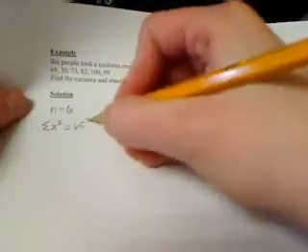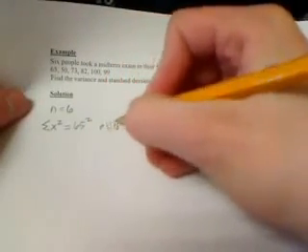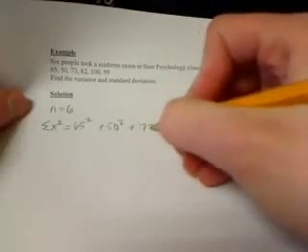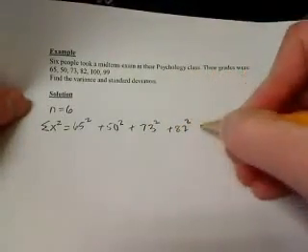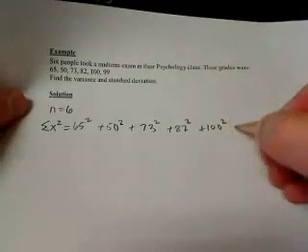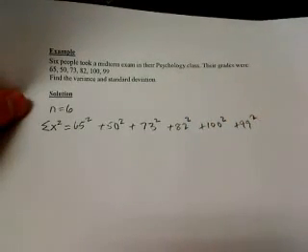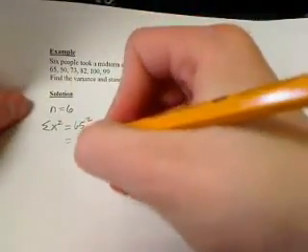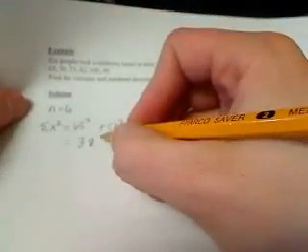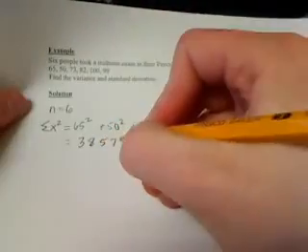So you should see 65 squared plus 50 squared plus 73 squared plus 82 squared plus 100 squared plus 99 squared. So you have to square all of the individual data values first and then simplify. You should get 38,579.